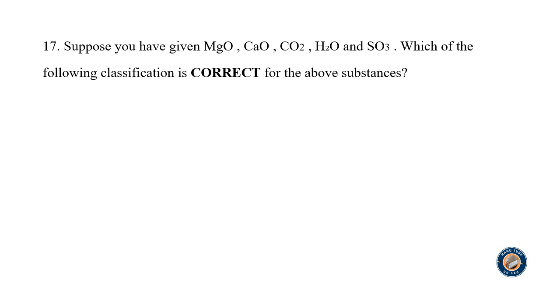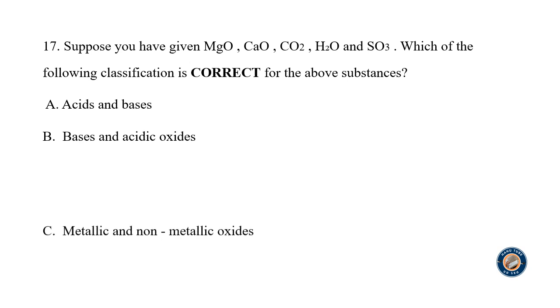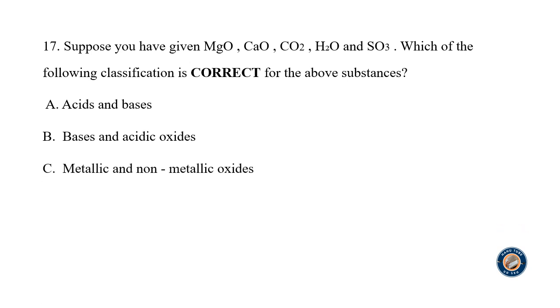Question number 17. Suppose you are given magnesium oxide, calcium oxide, carbon dioxide, water and sulfur trioxide. Which of the following classifications is correct for the above substances? A. Acids and bases, B. Bases and acidic oxides, C. Metallic and non-metallic oxides, D. Basic anhydrides and salts.